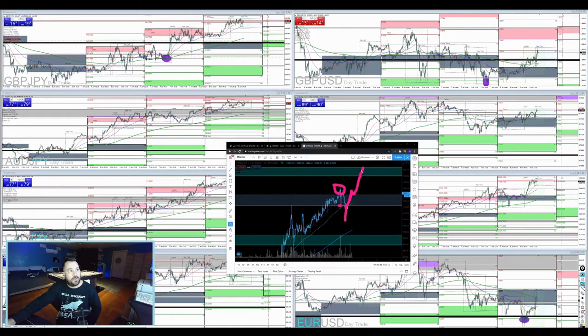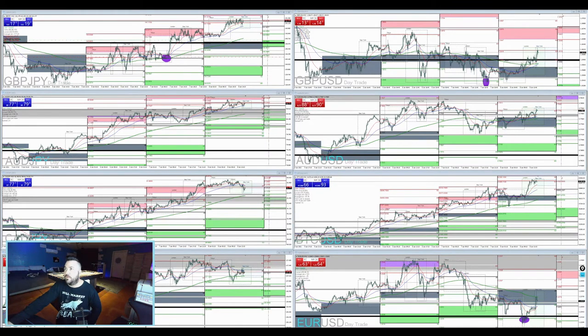And that's very important, this level right here. If that breaks, we don't have any further resistance with Ethereum. And look what happened to Bitcoin once it broke 20,000. So that's going to be fun to watch.